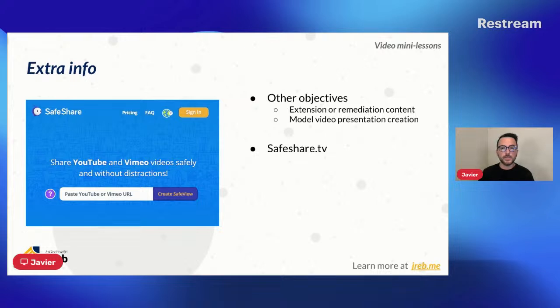Then, another resource I want to share with you is safeshare.tv. This platform allows you to share links from YouTube or Vimeo without distractions. You know, in YouTube, you have the related videos area, you have ads all over. The platform is designed to keep you there for as long as possible. SafeShare.tv reduces the amount of ads around the video and hides the related videos.